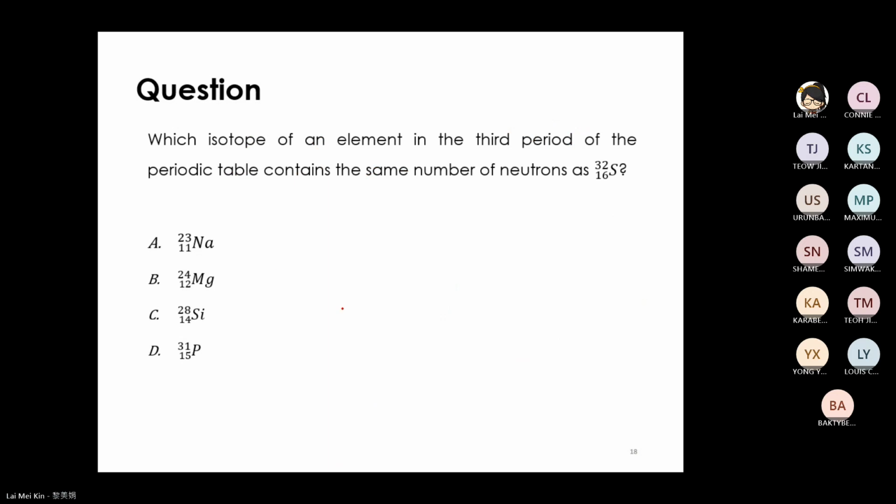Which isotope of an element in the third period of the periodic table will have the same number of neutrons as this element? Give you some time, try to calculate this and tell me what you get. Among A, B, C, D, which one will have the same number of neutrons as sulfur 32?